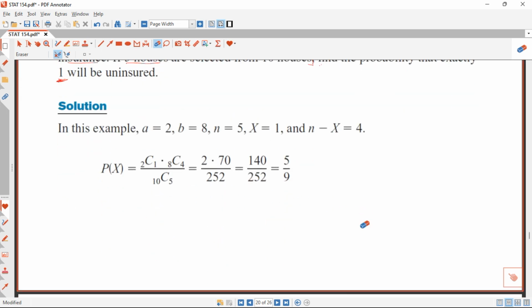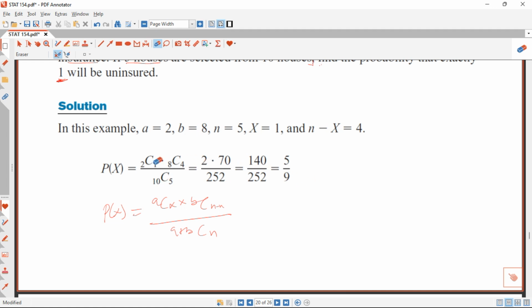So just write down your PMF, right? Write your PMF as A combination x, times B combination n minus x, divided by A plus B combination n, right? So this is our PMF. Just substitute these values inside. You are just going to substitute this one, this one inside the PMF to get this one.